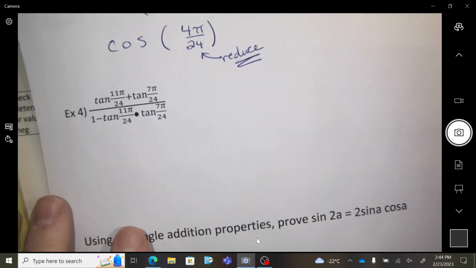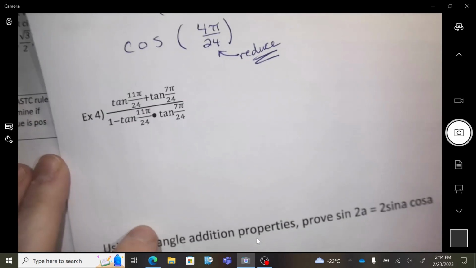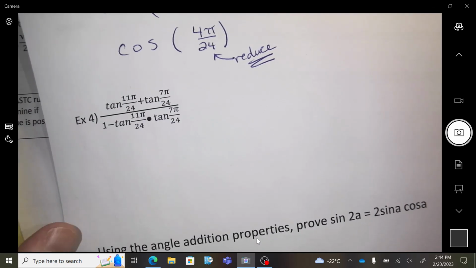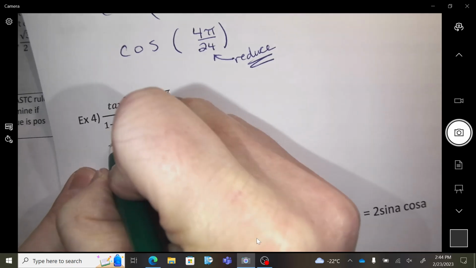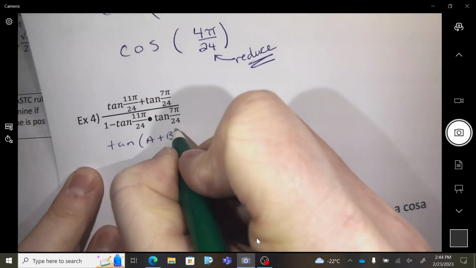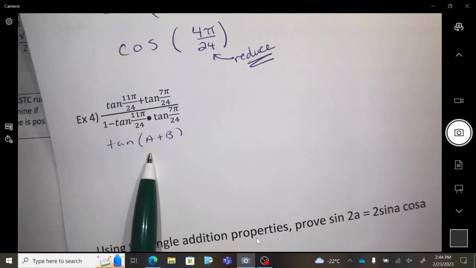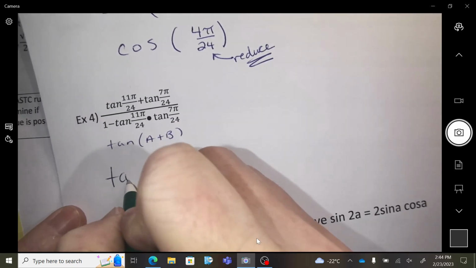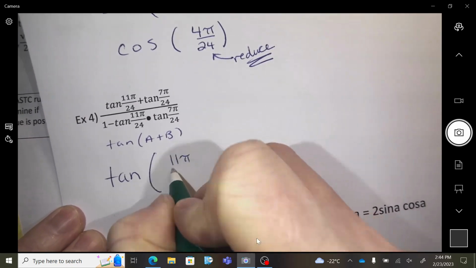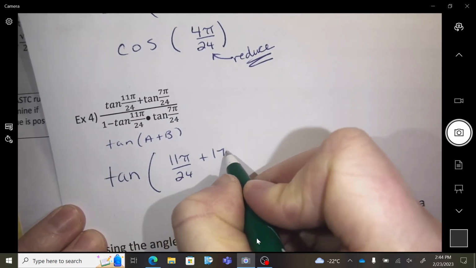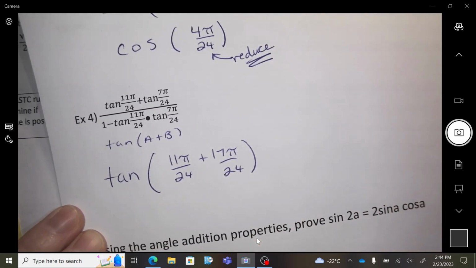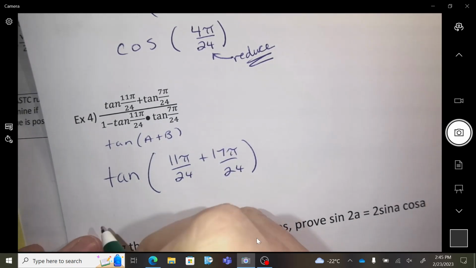Okay, tan. So which tan is this? Is this the tan of A plus B or tan of A minus B? Which one? A plus, yeah. That's the formula it matches with? A plus B. Okay, so tan of A plus B. Okay, we're going to do the same thing as we just did.